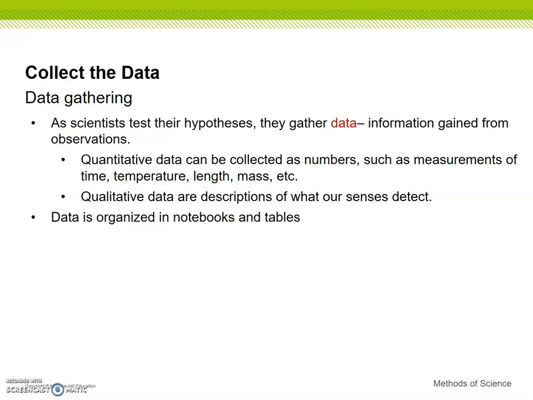Data can be organized in many ways. Some people organize in notebooks, tables, charts, graphs. Your data just needs to be very well organized so that you're able to refer to it and know what you're talking about.